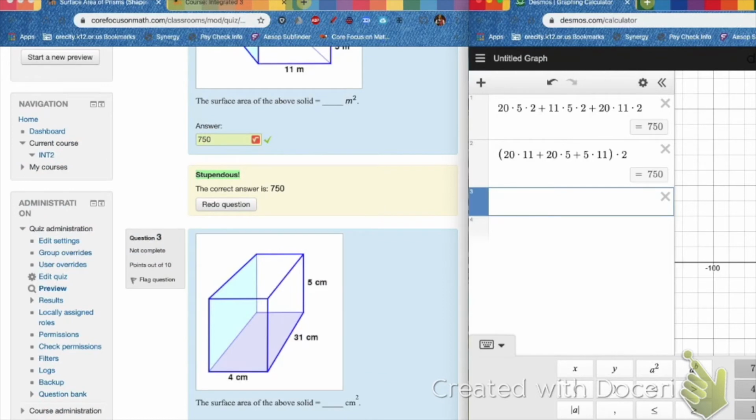So I'm going to take 5 times 4 times 2 plus 31 times 4 times 2 plus 31 times 5 times 2.